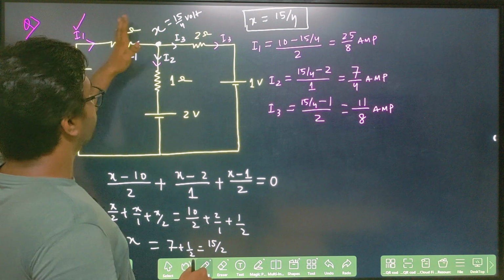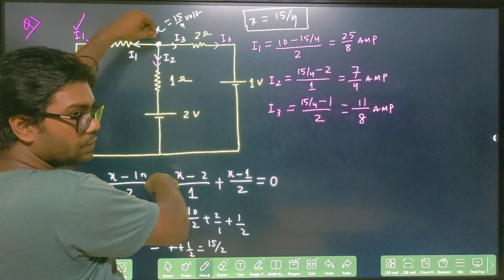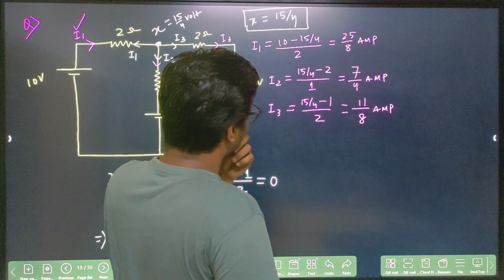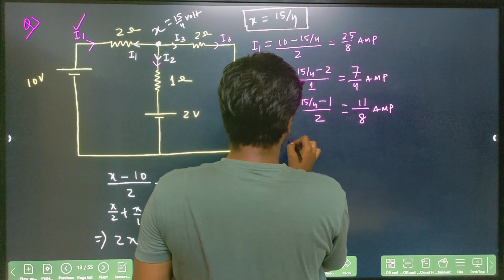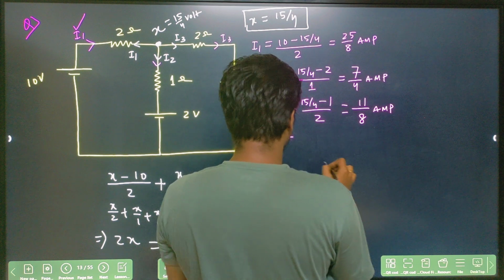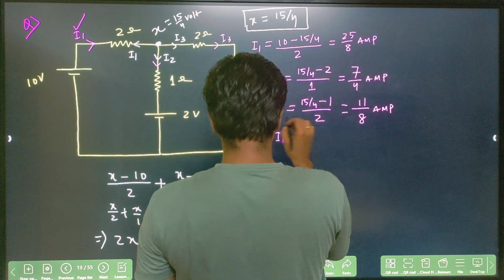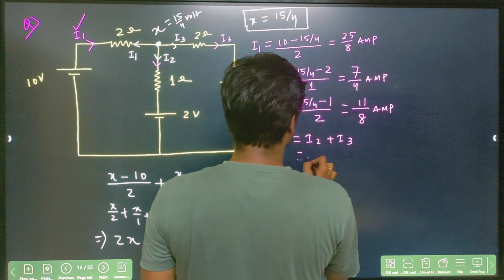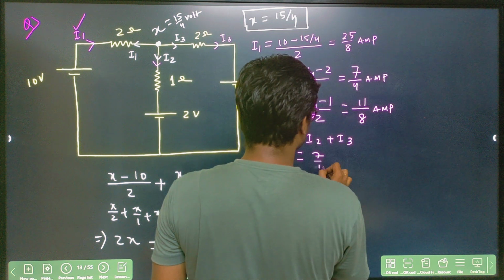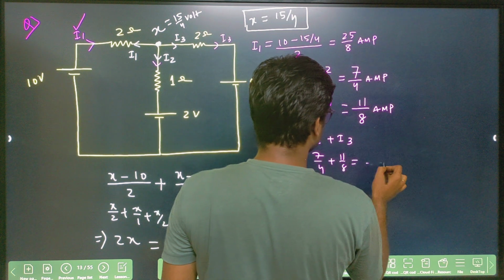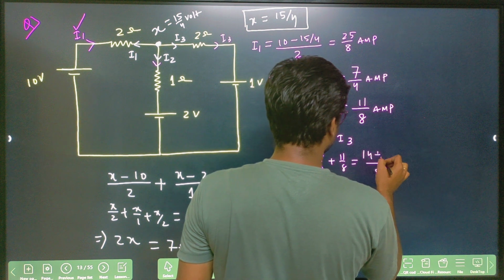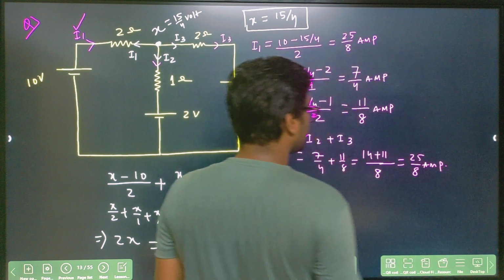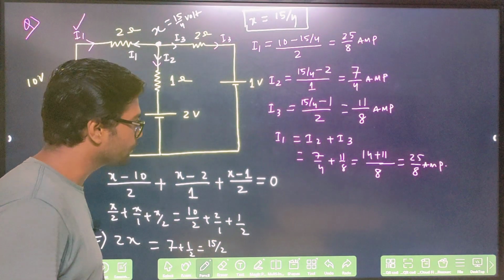So I1 is current flowing towards the junction, I2 current is moving out or leaving, I3 current is also leaving. Clear? So obviously I1, the incoming current, is equal to I2 plus I3. You can verify, right? Add I2 plus I3: this is 7 by 4, this is 11 by 8, this will be 8, so 14 plus 11, you will get 25 by 8 ampere, right? This is what the KCL law is telling, right?